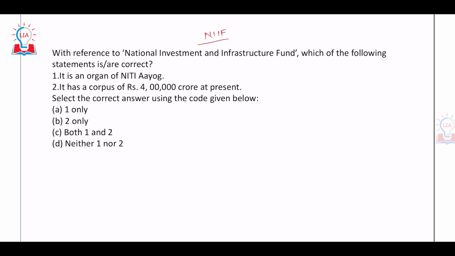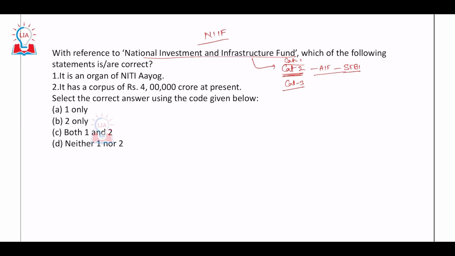Next. With reference to the National Investment and Infrastructure Fund, NIIF, which of the following statements is correct? NIIF has been structured as a category 2 alternate investment fund by SEBI. SEBI classifies this fund as an alternate investment fund, and that too, it is category 2. There is category 1 as well, category 3 as well. So we have 3 categories, and it is category 2.